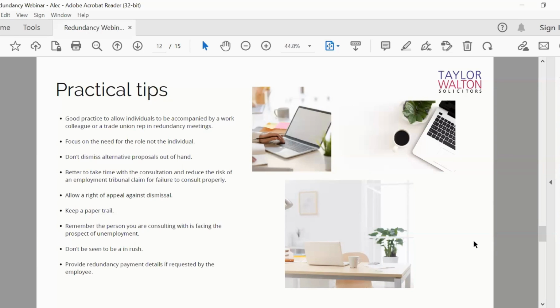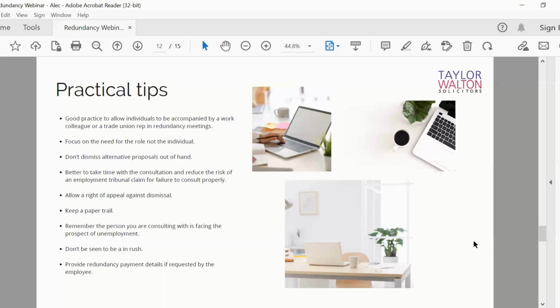Don't dismiss alternative proposals out of hand. So if an employee comes forward and says, for the sake of argument, they wish to reduce their hours, then at least give that some thought. Don't just dismiss it. I've seen this happen in practice, where the employee comes forward with alternative proposals. My advice is usually to take that away, think about it, and then come back with a response, rather than to say, well, no, that's not going to work. The purpose of the consultation, in order for it to be meaningful, is that alternatives are considered. Because what the law requires is that the employer has a duty to mitigate the effects of the redundancy.